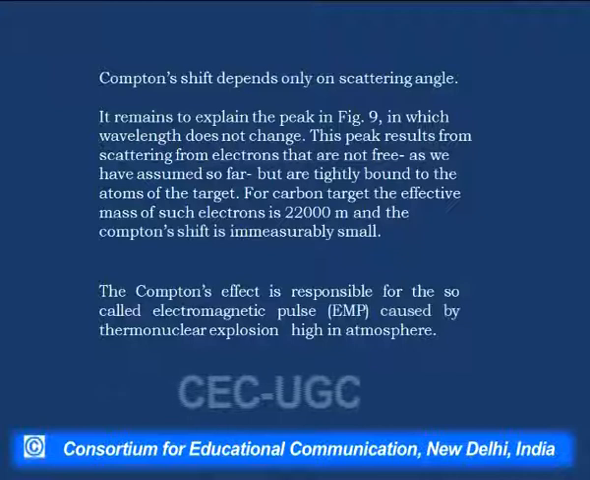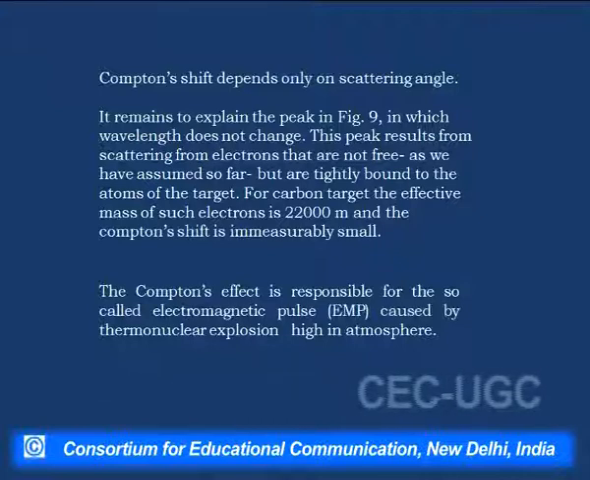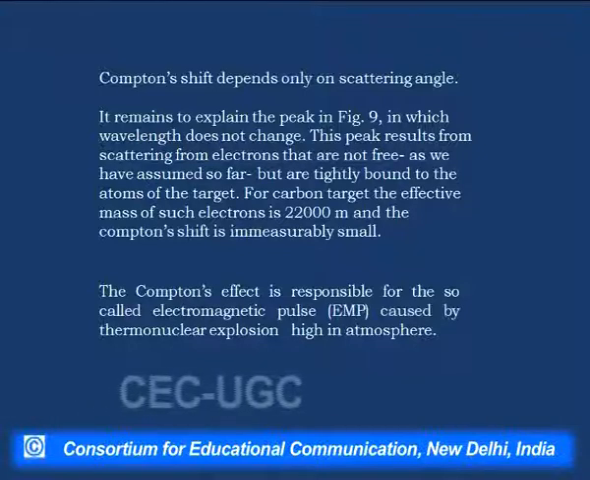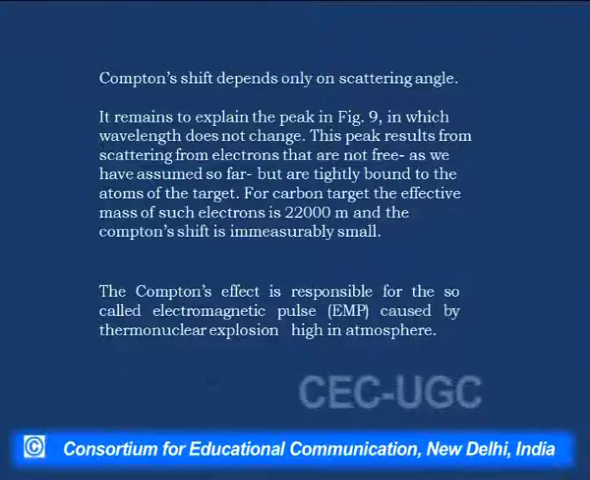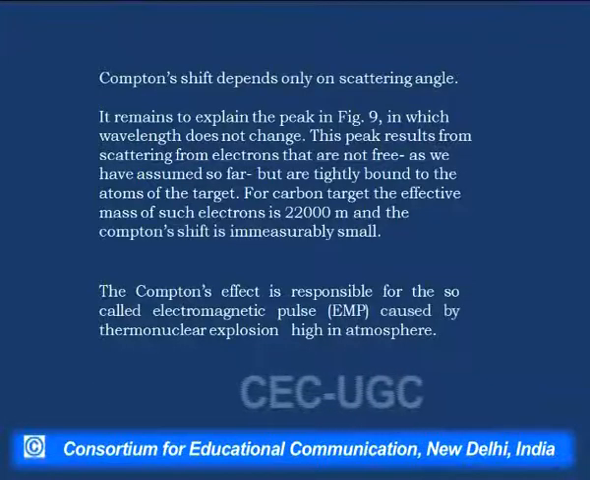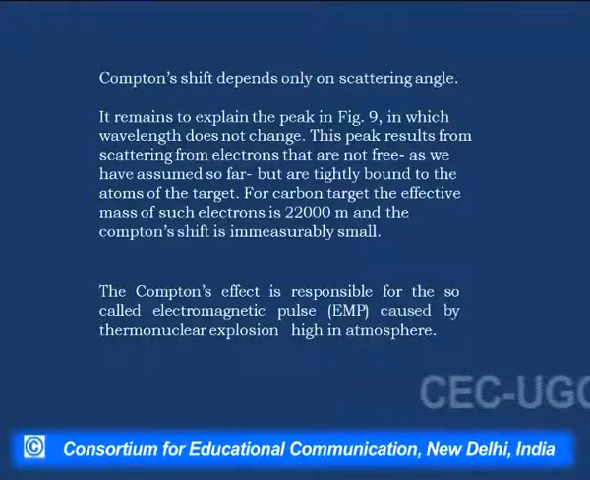Now the Compton shift is responsible for the electromagnetic pulse caused by a thermonuclear explosion in the higher atmosphere. Since in the higher atmosphere, if there is some radiation and it knocks these electrons, they will move, and when they move, they produce an electromagnetic field, which can interact with the circuits on the earth and damage them.